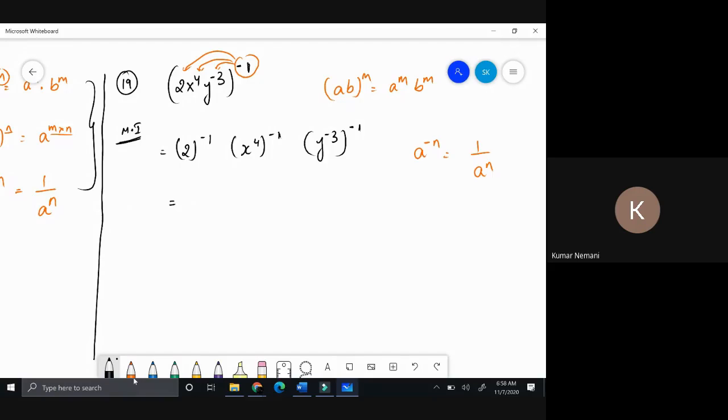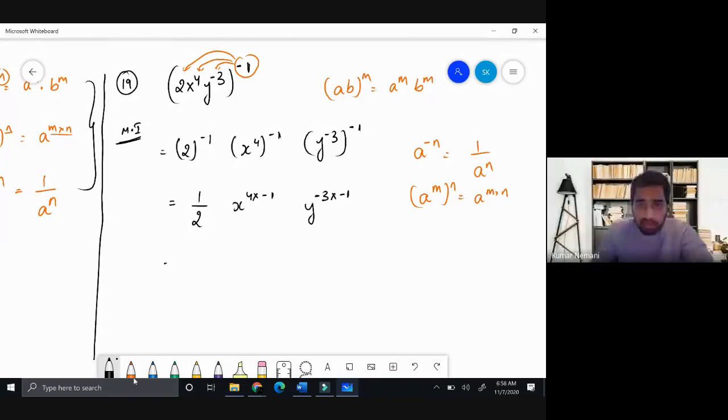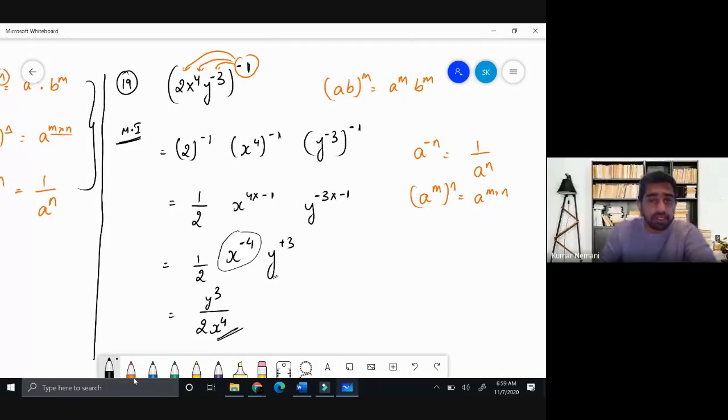And when you multiply, a power m whole power n is equal to a power m times n. That's going to give you x power 4 times negative 1 and y power negative 3 times negative 1. So x power 4 times negative 1 is negative 4. y negative 3 times negative 1 is going to give you positive 3. So leave the positive 3 in the numerator, but you know that x power negative 4 can be pulled down to the denominator, and it's going to be 2x power 4. And when 1 is multiplied by y power 3, it's going to be y cube. So this is the most simplified answer to this question.